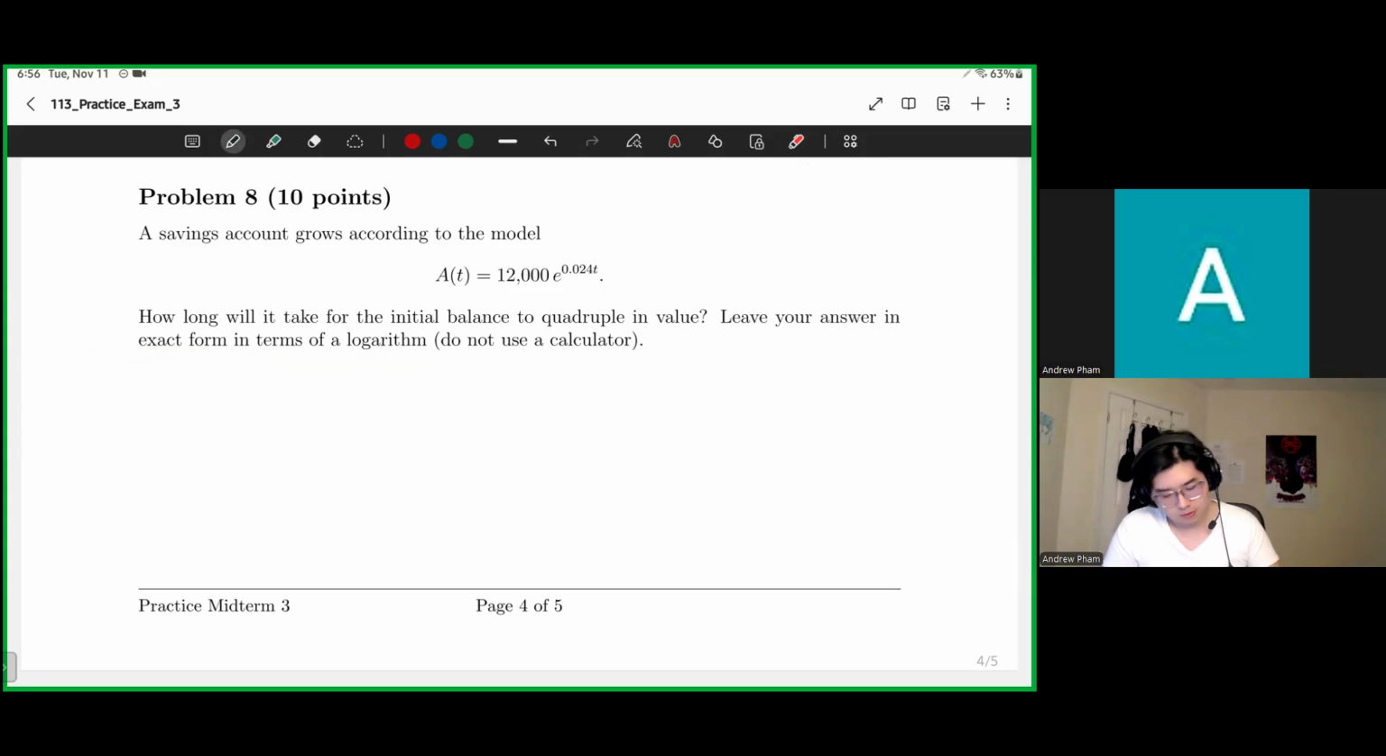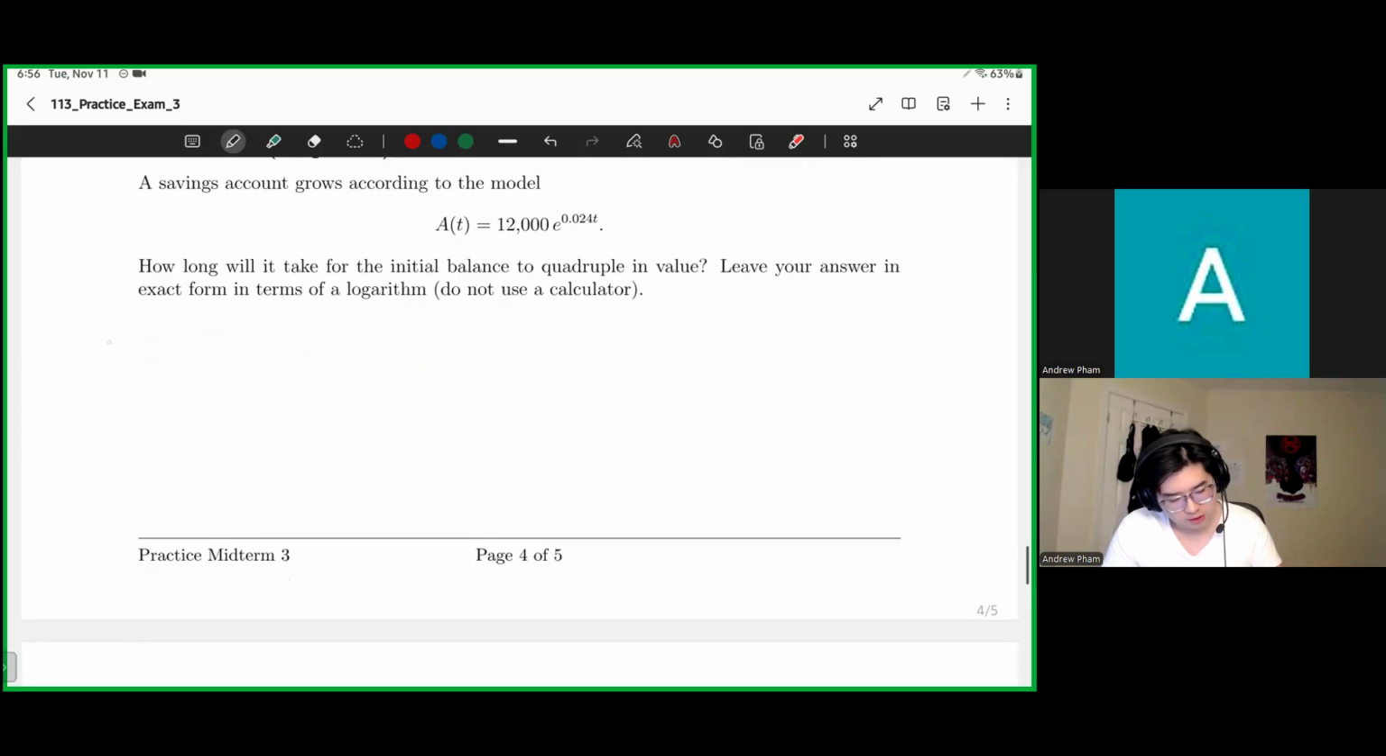So what does this look like? Well, first I say how long. So instead, I'm not solving for money, I'm solving for time t, right? So that's the main question. And initial balance means I need to first find what the initial balance is. Initial, in this case, always means t is equal to 0. So if I solve for t is equal to 0, that's just 12,000 times e to the 0.024 times 0, which is just 0. And anything to the power of 0 is just 1. So A of 0 is 12,000.